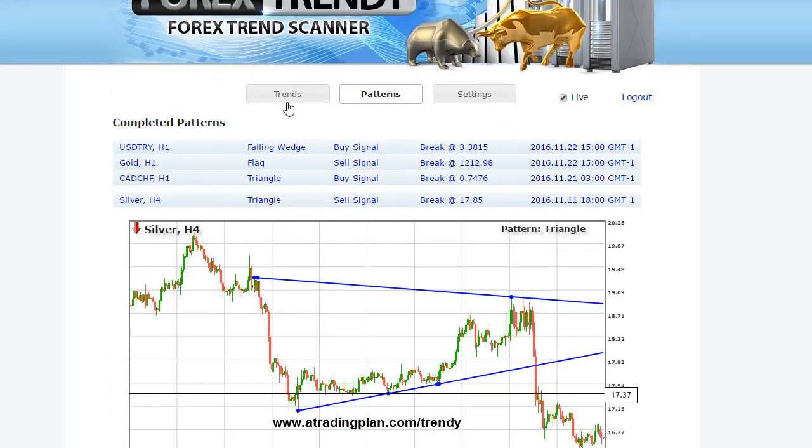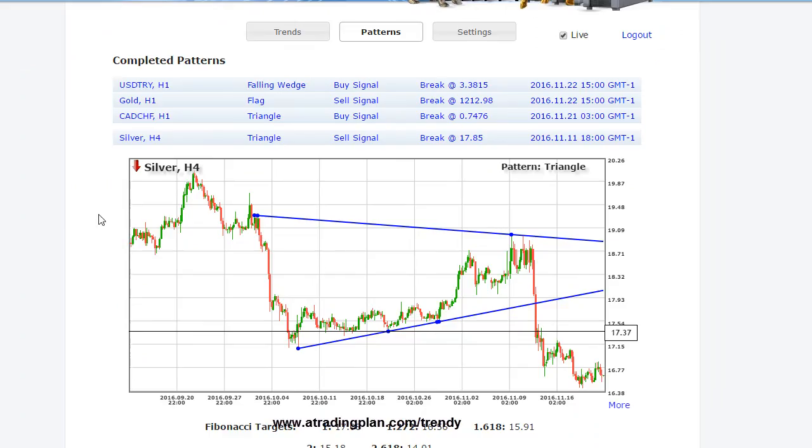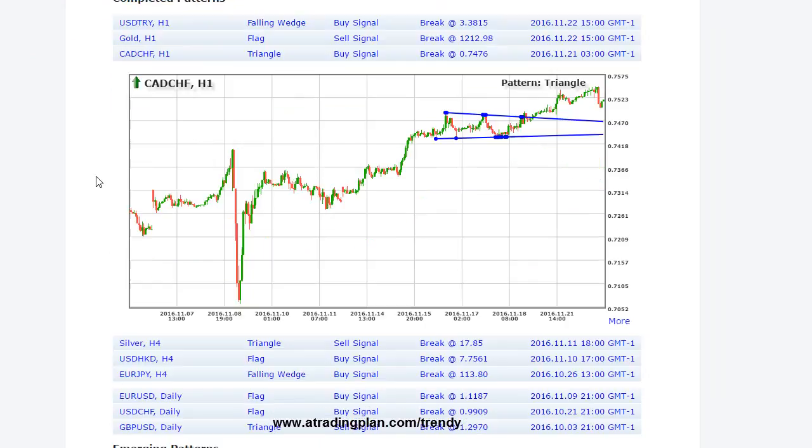So that's all I want to show for today. Was just a trade that had just happened, a triangle break, and it's quickly into profit. And that's how simple this is.